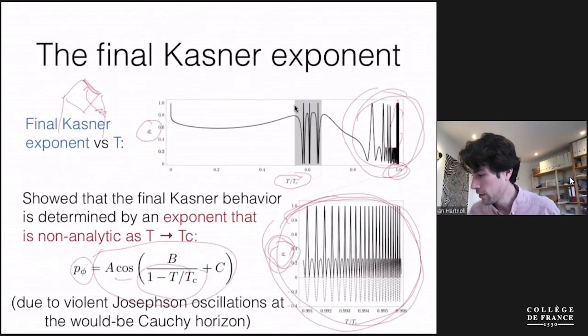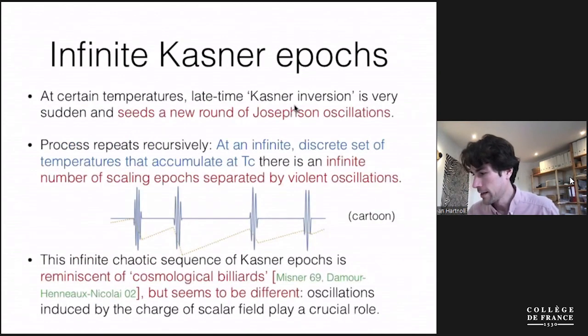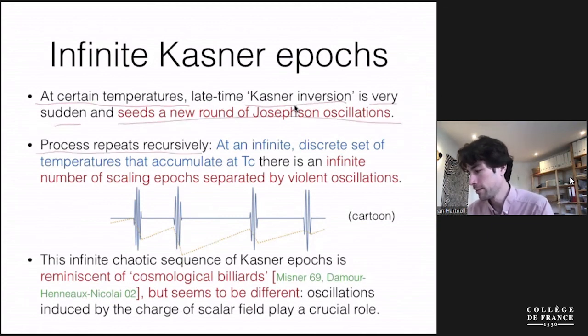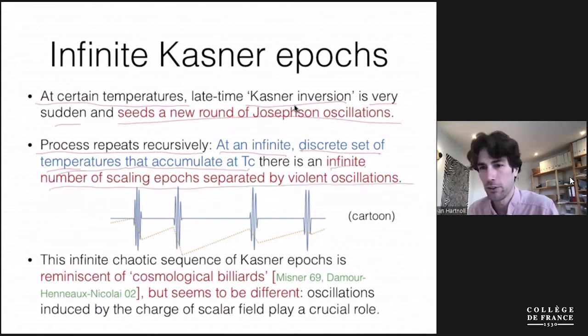And so it turns out that, right, at certain temperatures that accumulate near Tc, this late time Kasner inversion is very sudden and seeds a new round of Josephson oscillations. And this process can repeat itself recursively. And so for certain very specially tuned temperatures, you get an infinite discrete set of temperatures. Sorry, so for a discrete set of temperatures that accumulates at Tc, there's an infinite number of scaling epochs that are separated by violent oscillations.